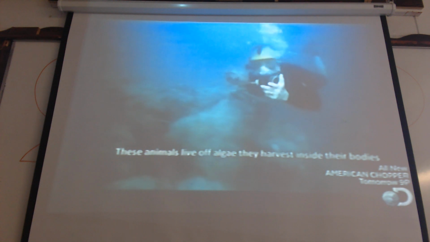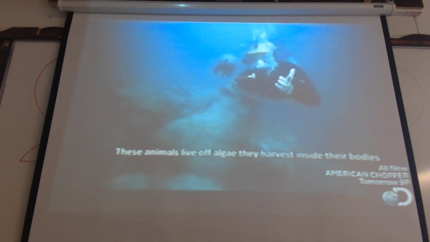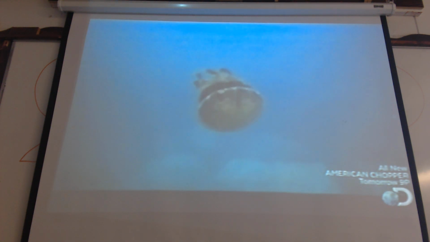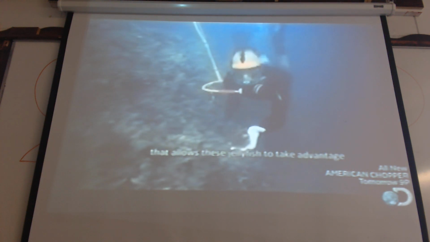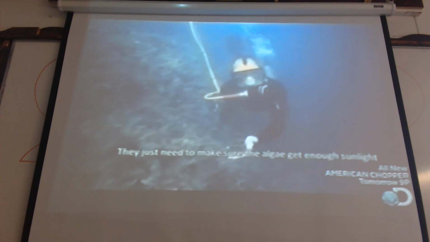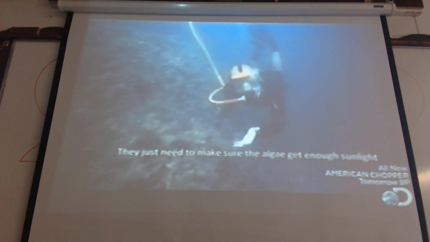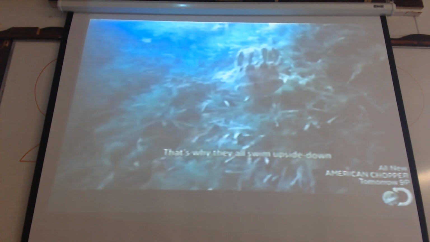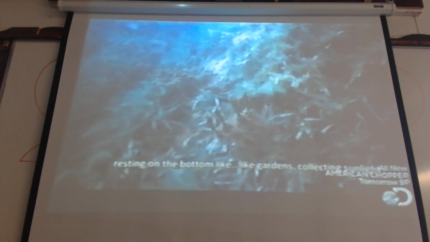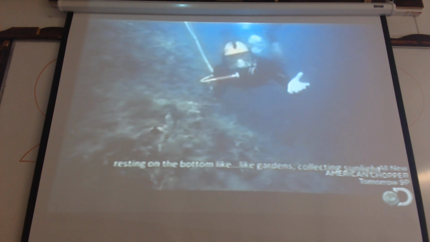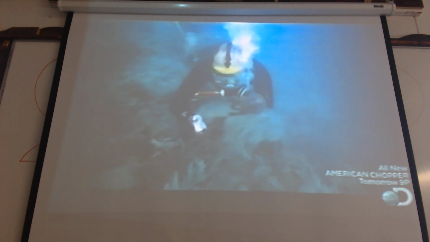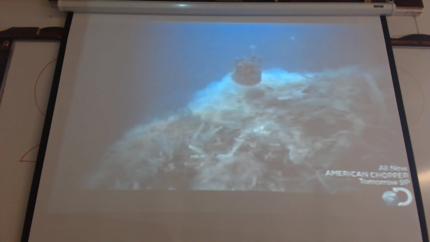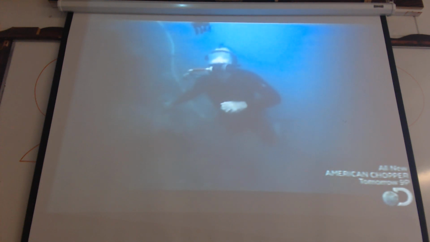These animals live off algae they harvest inside their body. It's this unique relationship that allows these jellyfish to take advantage of this particular environment. They just need to make sure the algae get enough sunlight. And that's why they all swim upside down, resting on the bottom like gardeners, collecting the sunlight. It's just one of this animal's extreme survival tactics. And where humans and jellyfish interact, the jellyfish are coming out ahead.